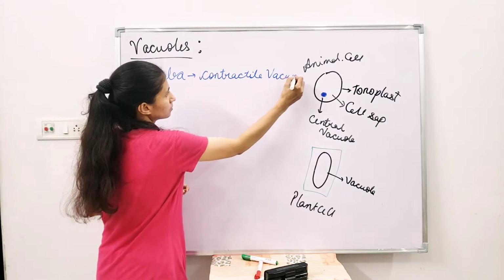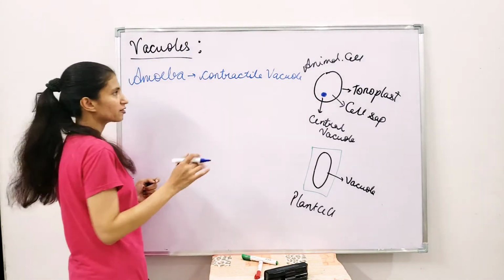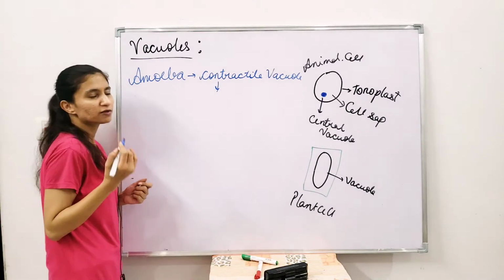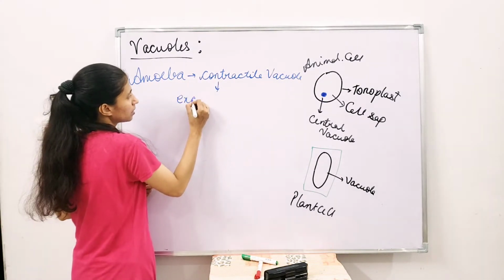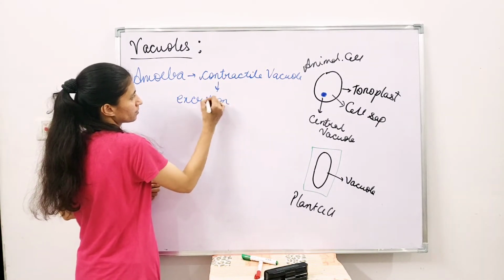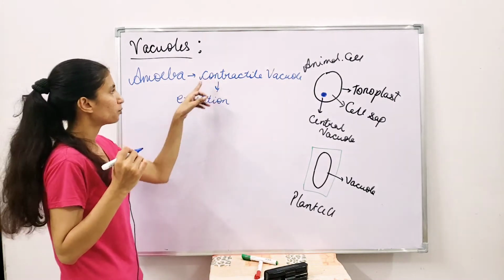Contractile vacuole. Structure is same everywhere. This contractile vacuole, what is the role of contractile vacuole? Excretion. Okay, why is the contractile vacuole important?